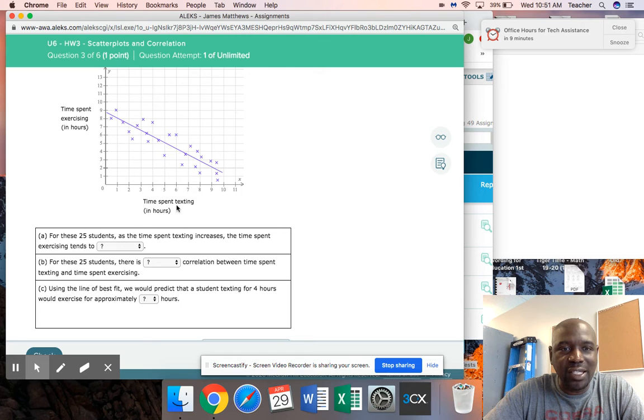Similarly, if I looked at 9 hours texting, that's my input, how much time would I expect to see in this situation on time exercising? Well, I would just go up to this line, and I see that the line crosses at 2. So I can make predictions from this line of best fit. That is not the same as a correlation. A correlation is the relationship.